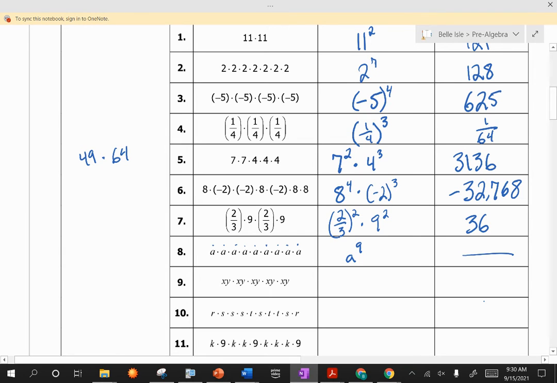Apologize that my 4s and my 9s look the exact same, but there's nothing I can do about it. I am no artist.